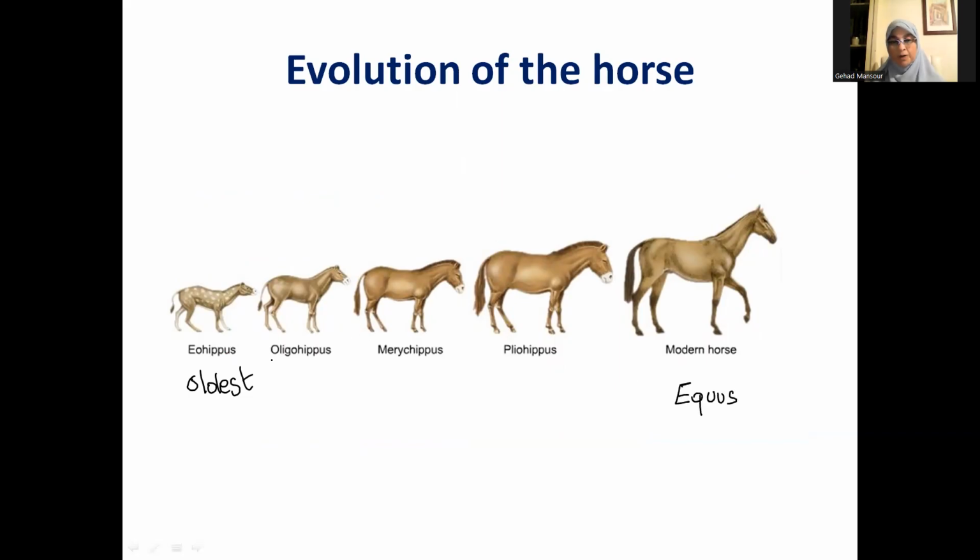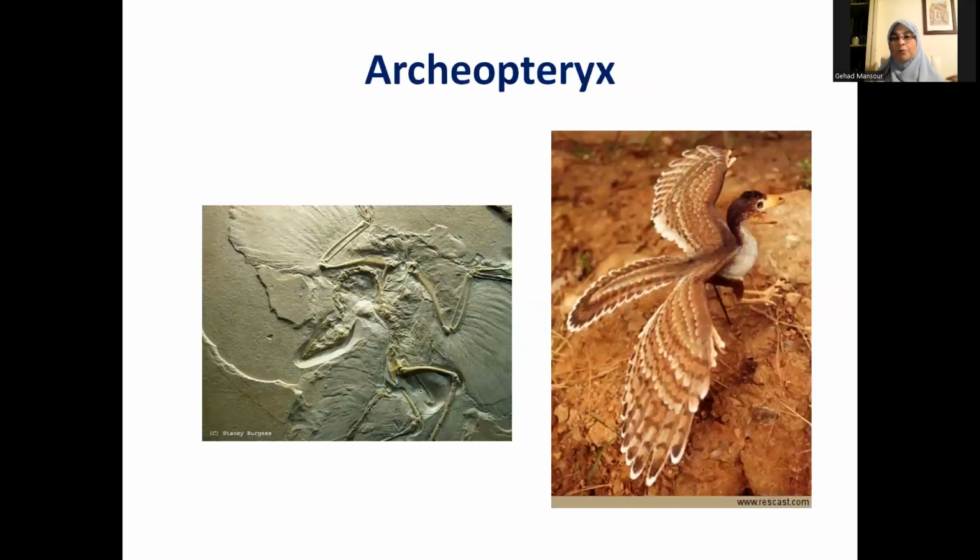And in between them, the Oligohippus and the Merychippus and the Pliohippus, all these are considered transitional forms. You needn't, of course, memorize the names of the transitional forms, but you should know the Eohippus and the Equus, and any other name that will be mentioned will be a transitional form of the horse.